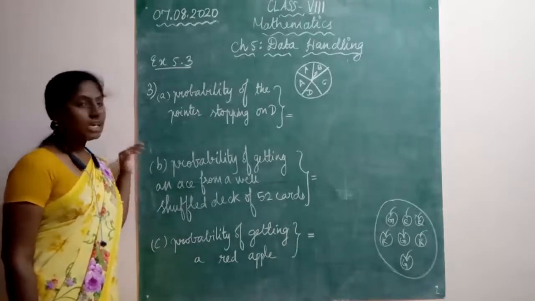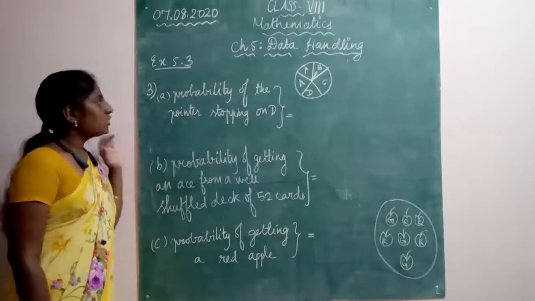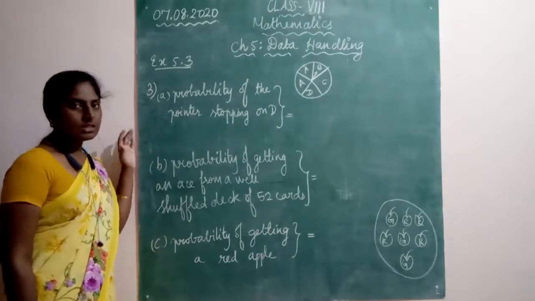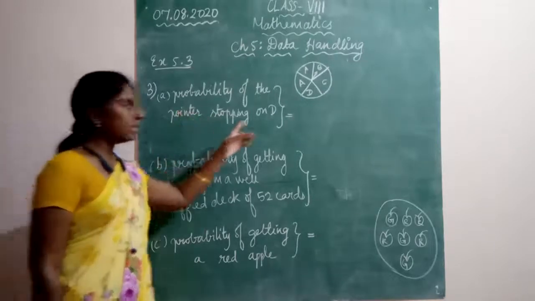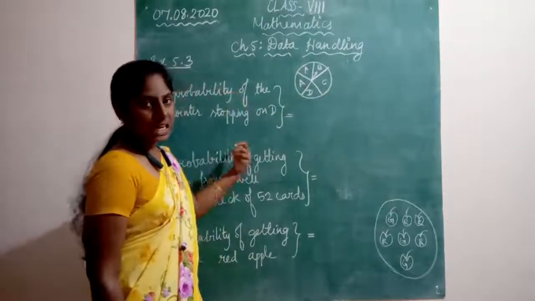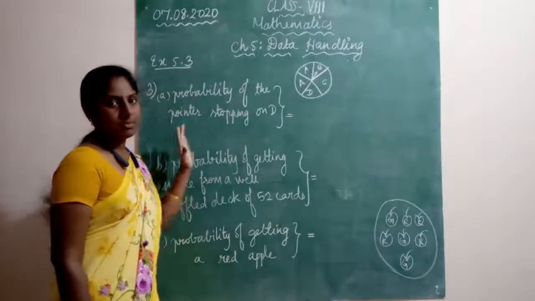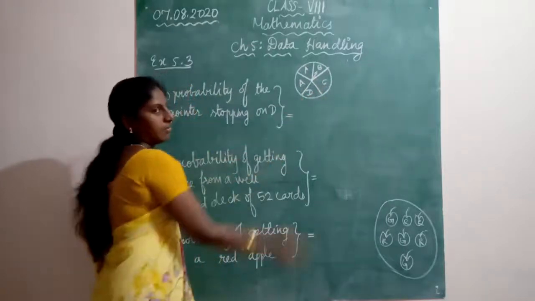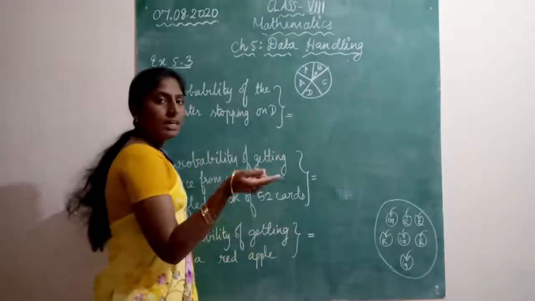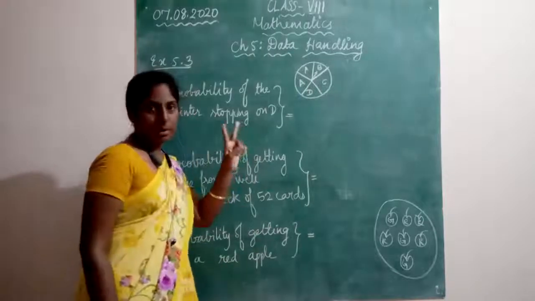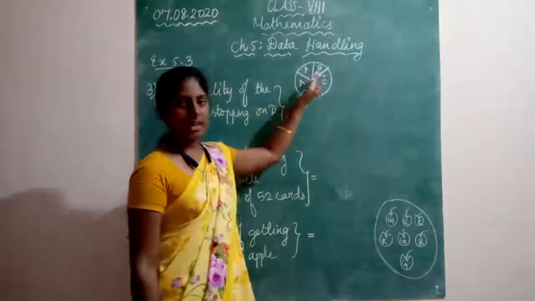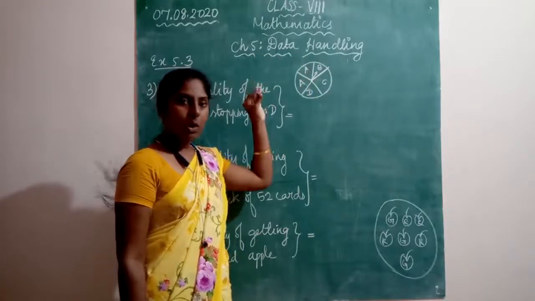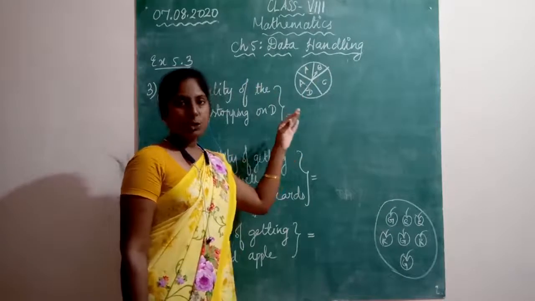Third question, here they are asking us the probability of the pointer stopping on D. In the first question we saw a spinning wheel with a pointer in it. Here they are asking what the probability is that it will stop at D. It may stop at A, B, C, D or this A. If it is stopping at A, we have 2 favorable outcomes, because 2 A's are here, and the total number of possible outcomes is 5. So the probability will be 2 by 5.